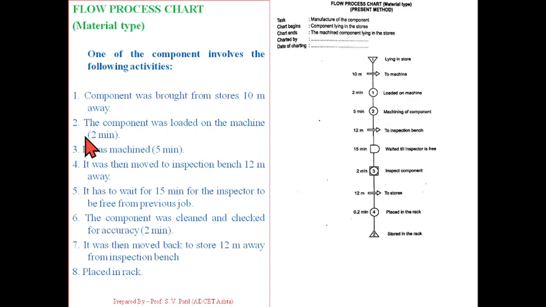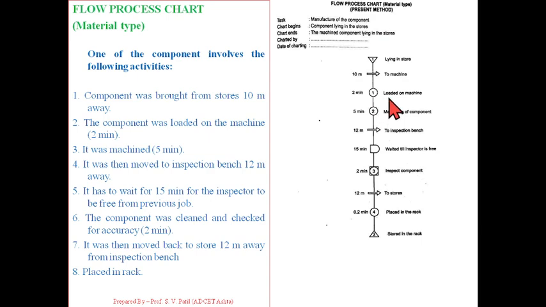The second event, the component was loaded on the machine, and this event takes 2 minutes. So here the next symbol is a circle, which indicates an operation as an event. The component was loaded on a machine, that is nothing but an operation, and the symbol for the same is a hollow circle, which is shown over here. Now as this is the first operation, we are supposed to number it as 1. So that number 1 is indicated over here.